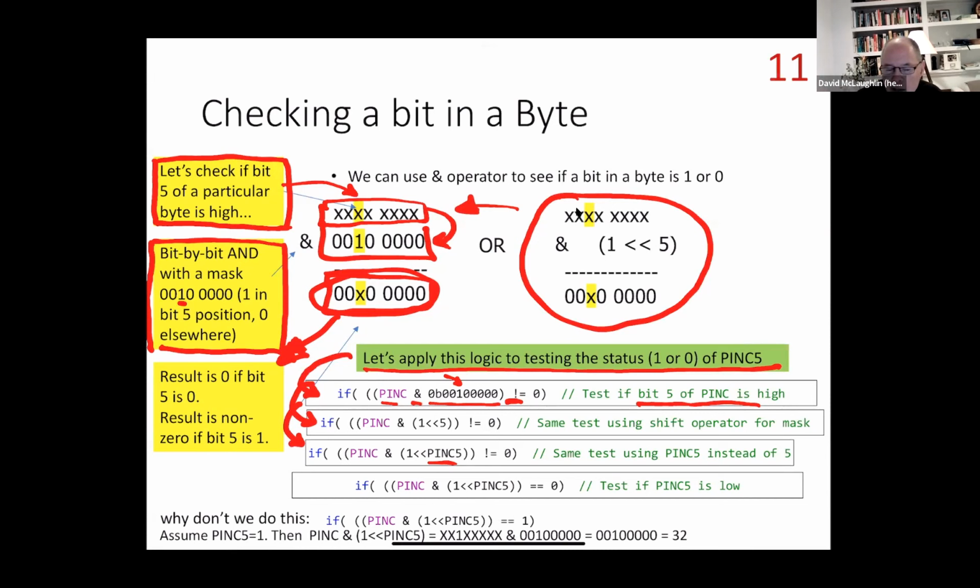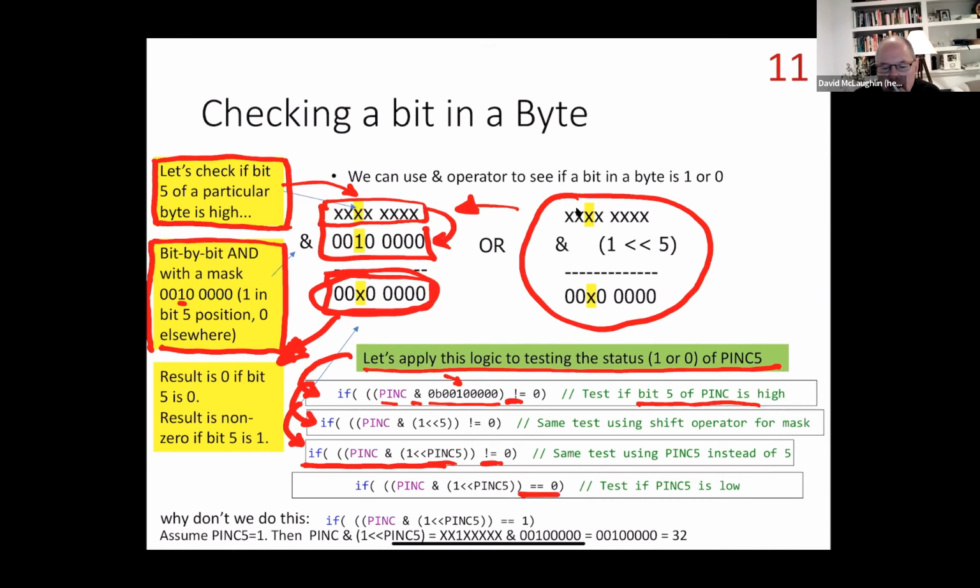So this would be the construct that we would use if we want to see whether pin C5 is high. This code right here. It's easy to not get the right number of parentheses when you do that, because there's a lot of stuff that's nested inside here. But what we're doing is if pin C and one shift left pin C5, all of that strips out, and it sees whether the bit position C5 is high or low. And by checking if it's not equal to 0, we're looking to see if it's high. Or we can check to see if it's equal to 0 to see if it's low.